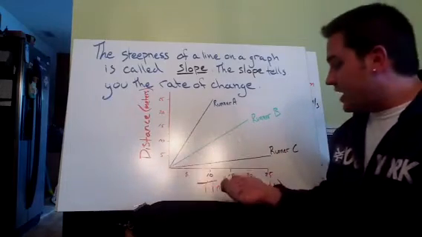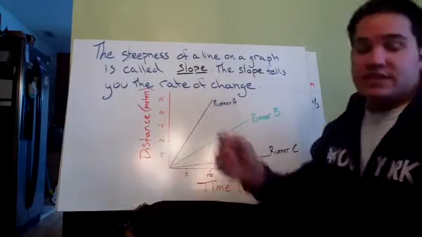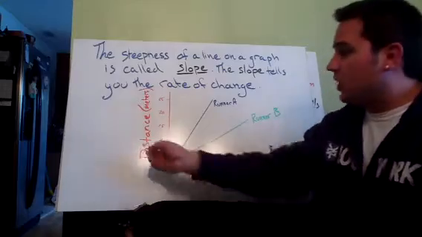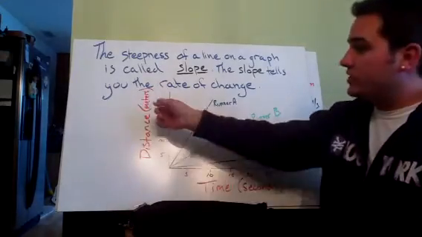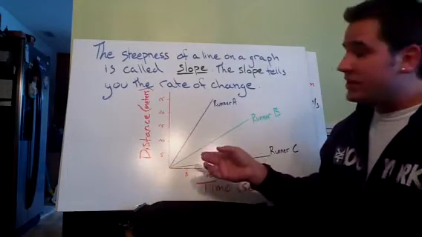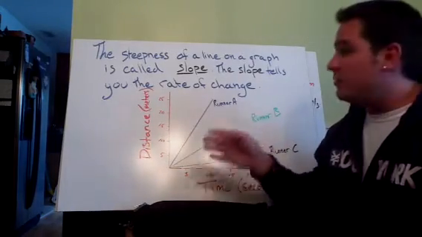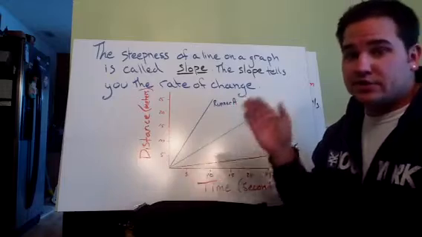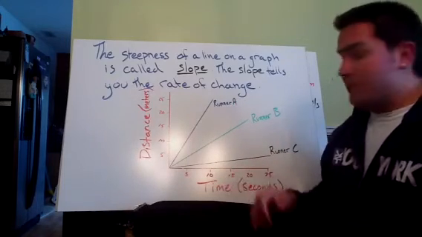Here's our distance and time graph. Distance is on our y-axis, y to the sky. Our units are meters. Remember, using the metric system, no miles, none of that. Meters, kilometers, centimeters, millimeters, those are good. Our time is in seconds.